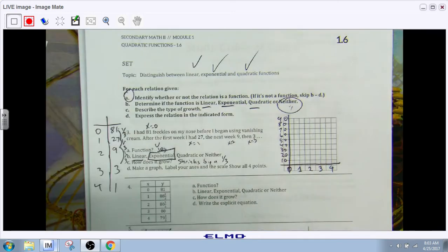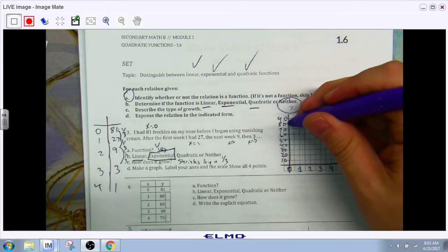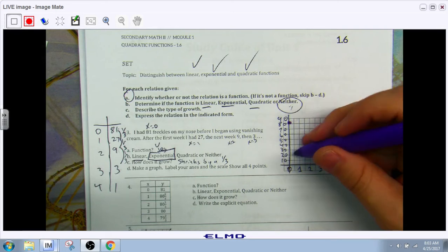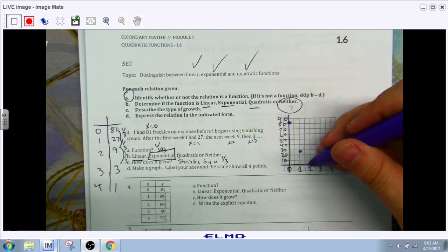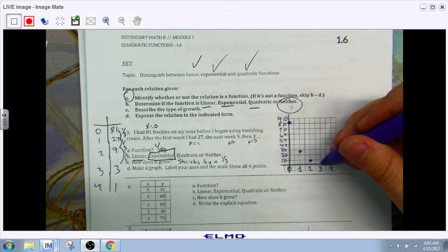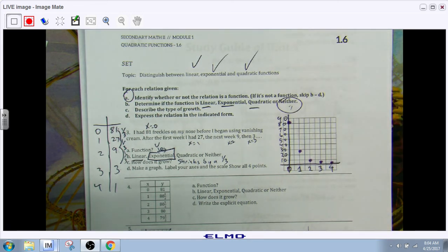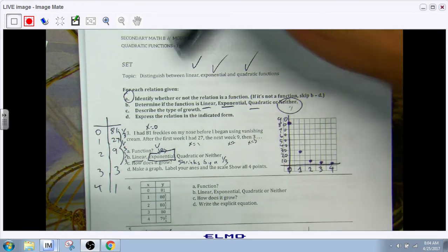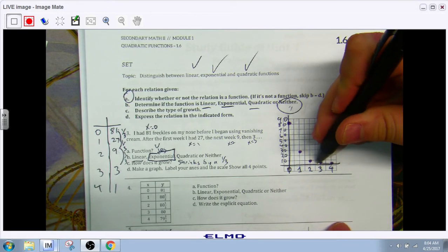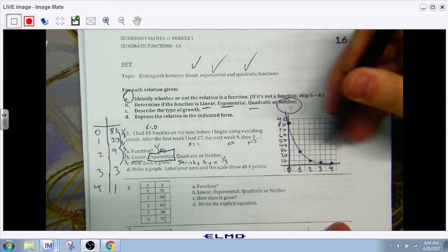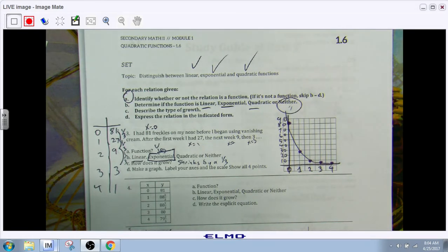Okay. At 0, I'm at 81, which is right here. At 1, I'm at 27, which is right here. At 2, I'm at 9, which is here. At 3, I'm at 3, boom. And then at 4, I'm at 1, boom. So we can actually see that curve now. And we can see how it curves. Sweet. That's what you're expected to do for this. Just bit by bit, kind of grind it out.